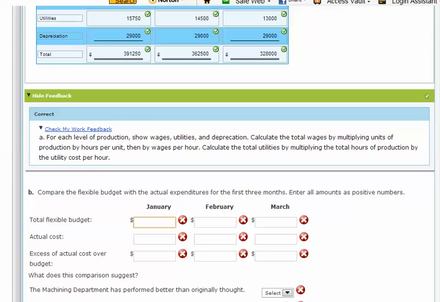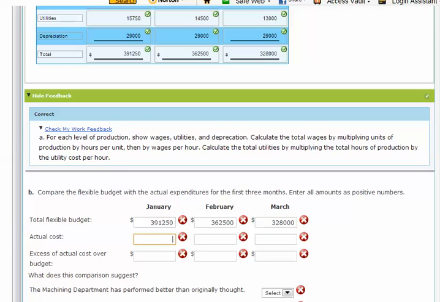I'll just copy these down. So in January, my budget was $391,250. In February, it's $362,500, and in March, it's $328,000.